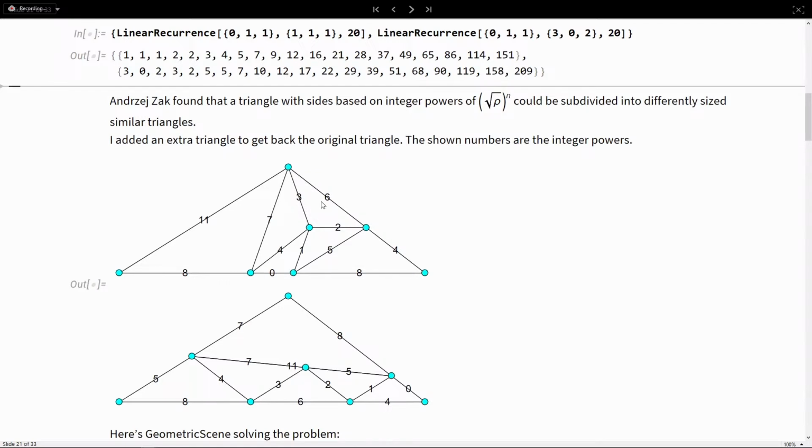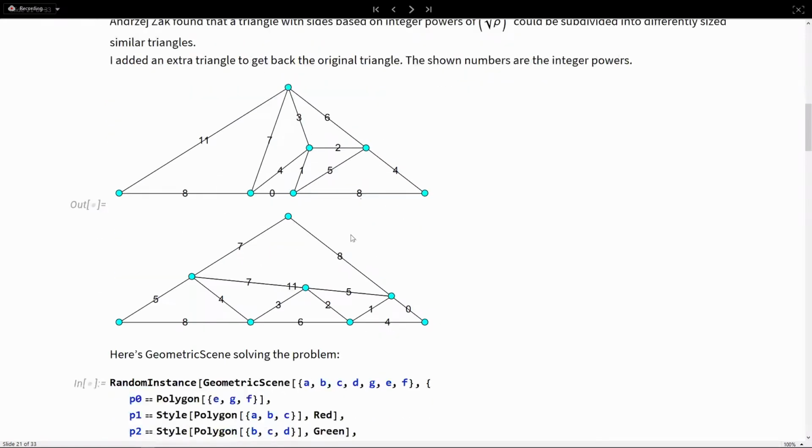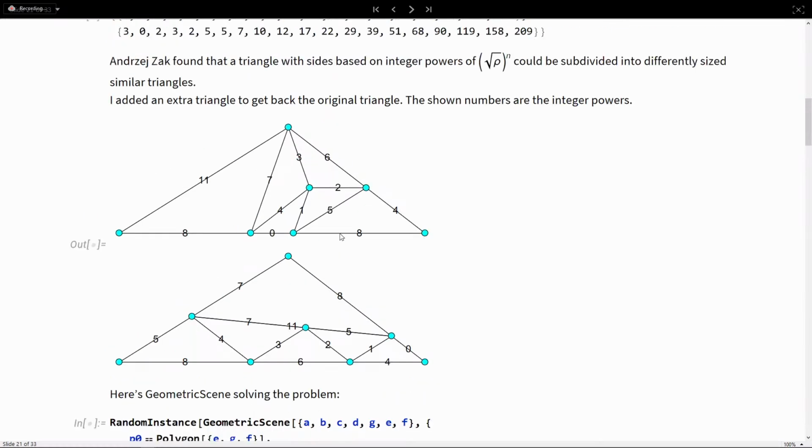This triangle over here, Andrzej Zak was the first one to find that. He basically showed that you could divide this particular triangle here into 5 similar triangles. I extended his solution to add this extra triangle, and you get back the original triangle. So now it's a substitution pattern. You can also arrange these same triangles to get this pattern down here, which Andrzej Zak had not found.